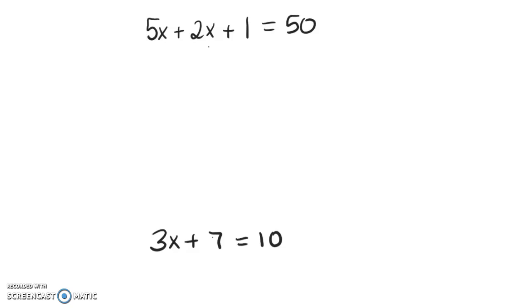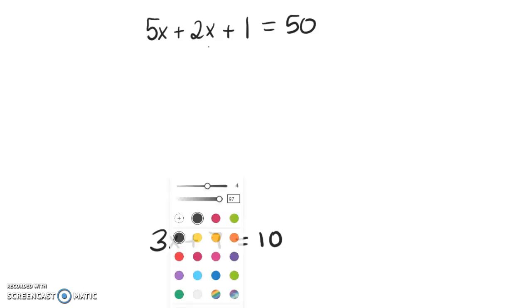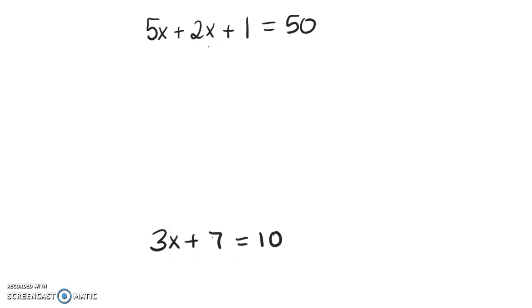And so the first thing we're going to do is gather like terms. It says remove grouping symbols and collect like terms. I don't have any grouping symbols, but I do have 2 like terms on the same side of the equal sign. So if you have 2 like terms, what you're going to do is take the 5x and the 2x and add them together. These are like terms because they share the same variable with the same exponent. And I'm going to say 7x plus 1. So I've gathered the like terms.